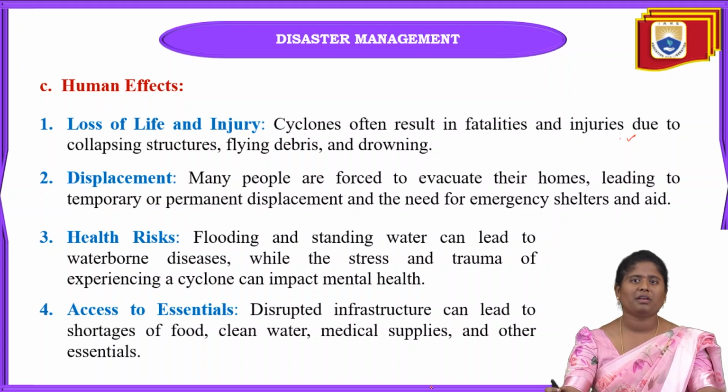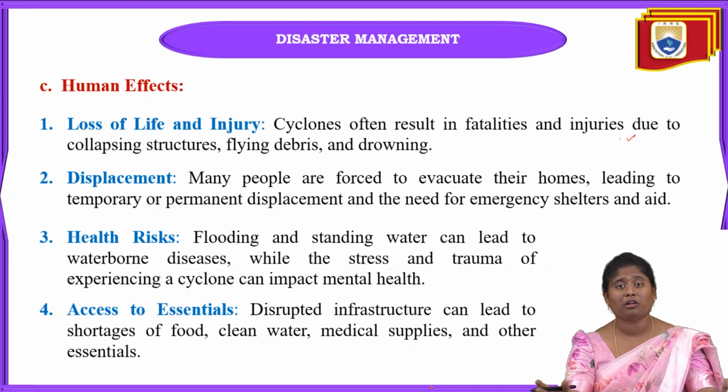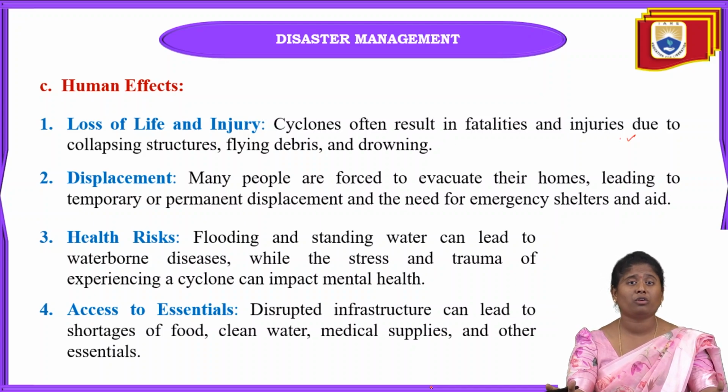Okay, and the next one is health risk. Because of these cyclones, many waterborne diseases can affect humans and also animals, and they can also impact people's mental and physical health. Some can be injured when the disaster happens, and some lose their loved ones, and because of that their mental health can deteriorate. Some will have trauma from the cyclone. These are the health risks we are going to face at the time of this disaster.